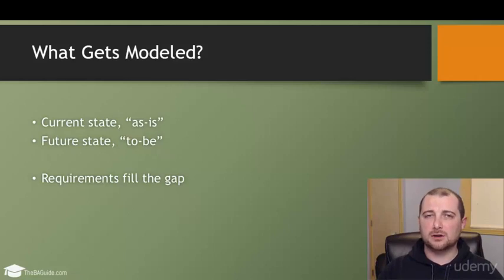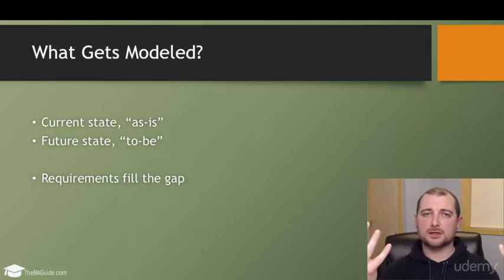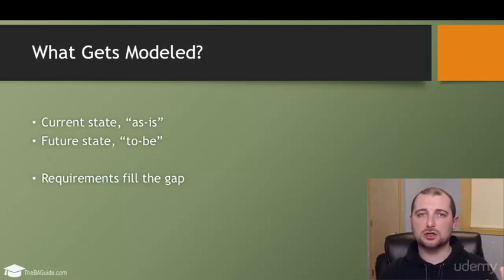And then finally, you're modeling the future state, the to be process. That's really saying, okay, how do we want this to work? Then you take that as is process and that to be process and you do what's called gap analysis. You understand what it is going to take for us to get from the as is to the to be. A lot of that are the requirements that you're creating, eliciting, and documenting to be able to understand how you get there.